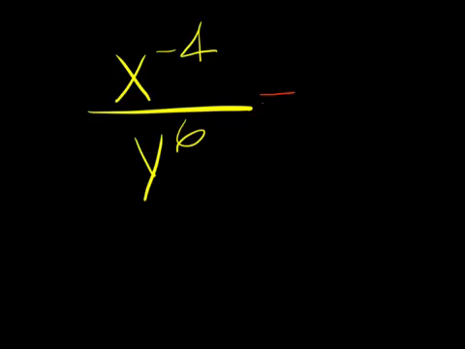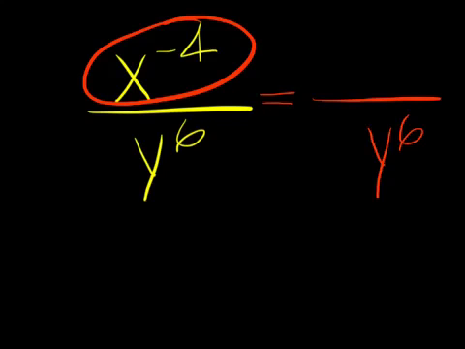The solution for the practice problem is that y to the sixth is on the bottom and it's a positive exponent, so it doesn't move. X to the negative fourth must go to the bottom, become x to the positive fourth. There's nothing on top, so you put a 1. Bonus problem.